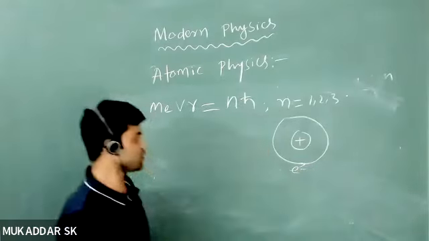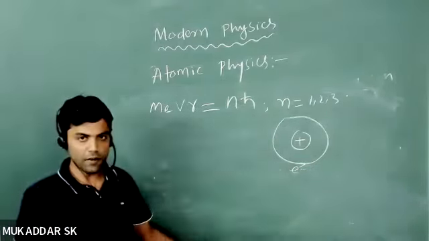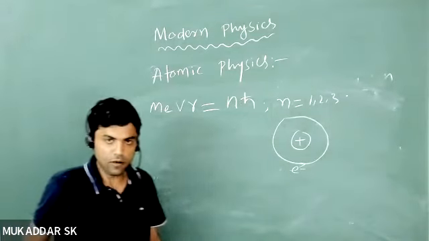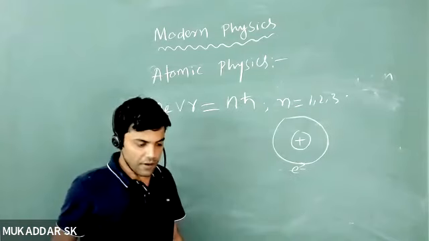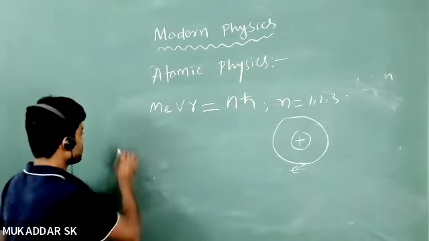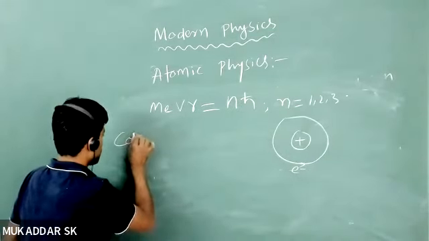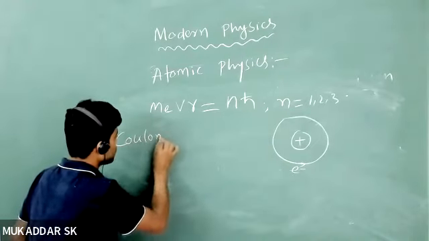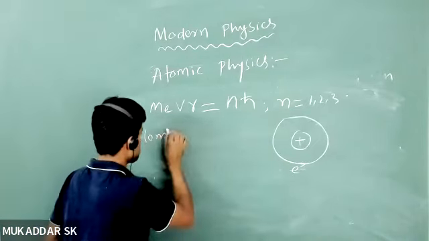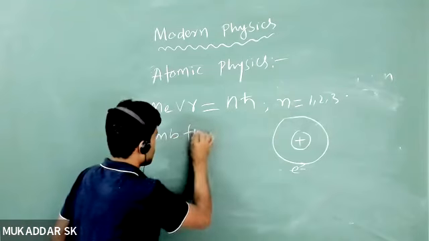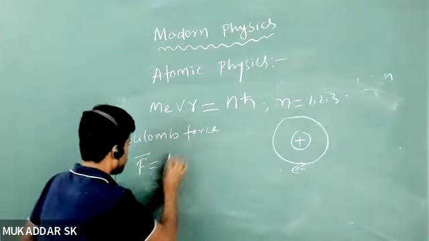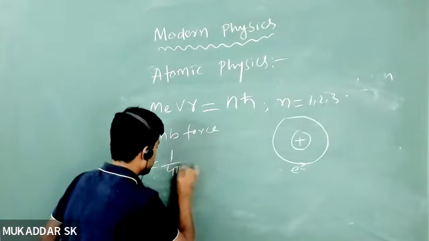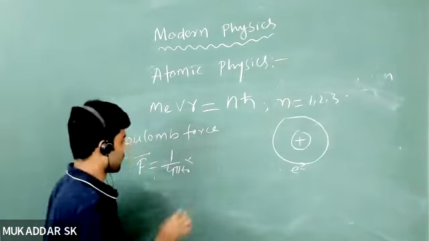The electron is negatively charged, so there will be Coulomb attraction, right? There will be Coulomb attraction, is it not? How much will be that Coulomb force for a hydrogen atom? Anyone? 1 by 4 pi epsilon 0, very good. 1 by 4 pi epsilon 0, then q by r square.